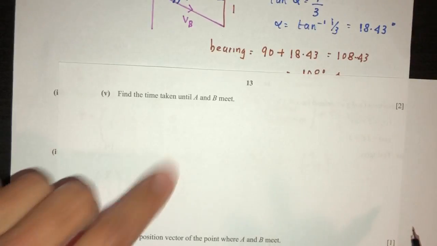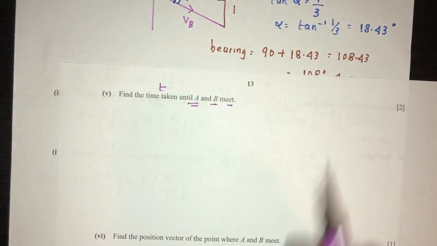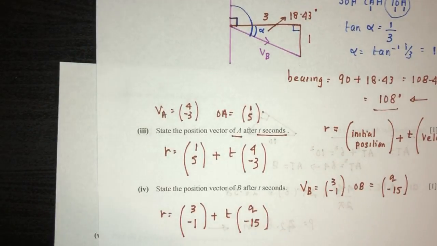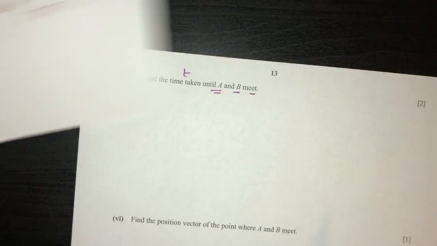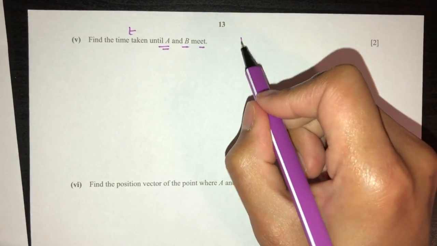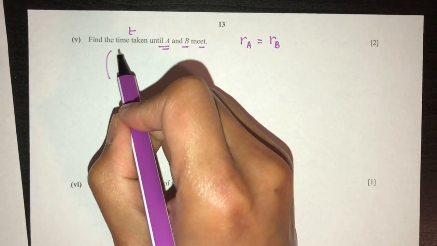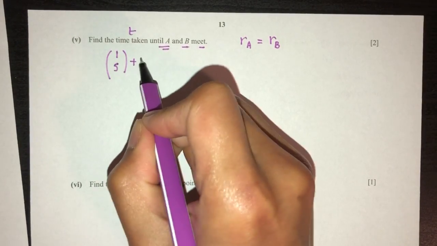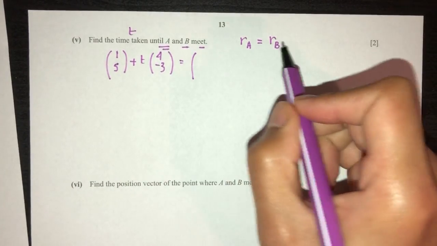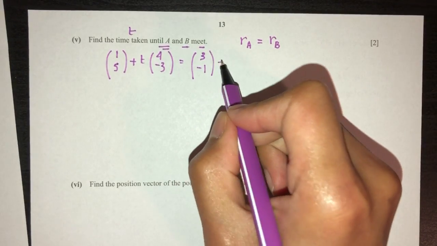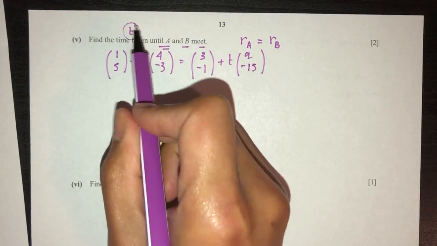Now part 5 is find the time taken. So time taken is find the value of t when A and B meet. So basically this is the position of A and position of B, right? If they were to meet, it means that the position of A will be equal to the position of B. So let's write this down. We know this is (1, 5) plus t(4, -3) is equal to the position of B, that will be (q, -15) plus t(3, -1). So we have to find the value of t.